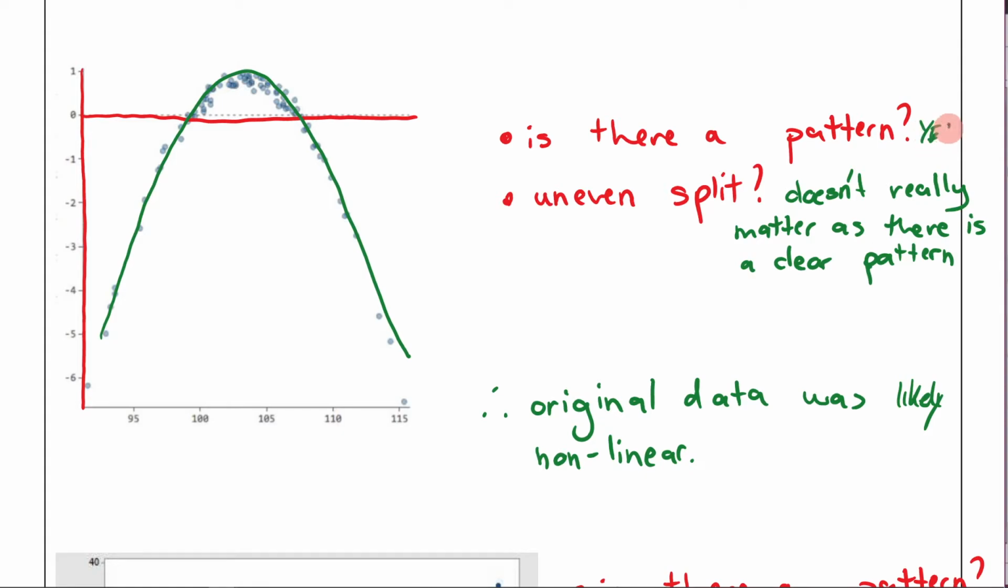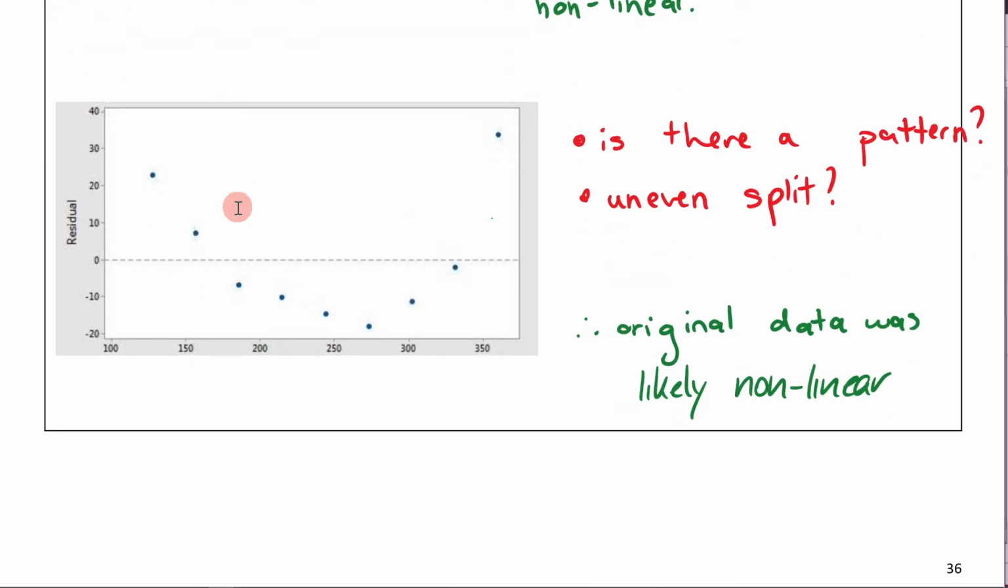Y-E-S. Yes. Now, the fact that we've seen a pattern means that we don't really care about the uneven split. It doesn't really matter as there's a clear pattern. So as soon as you see a pattern, that means the original data was likely non-linear. So as soon as you see this, the original data was likely non-linear because we see a pattern there. Then we keep on going to our last example here.